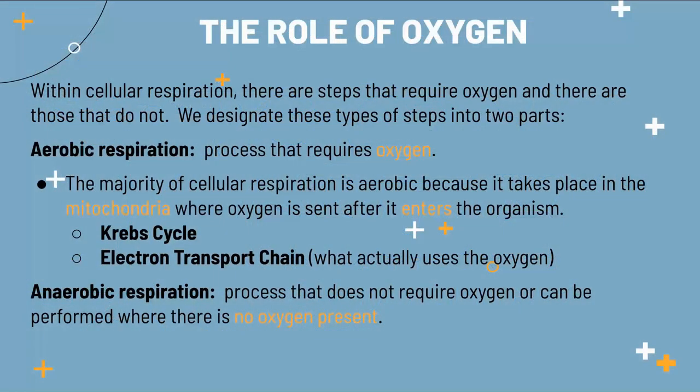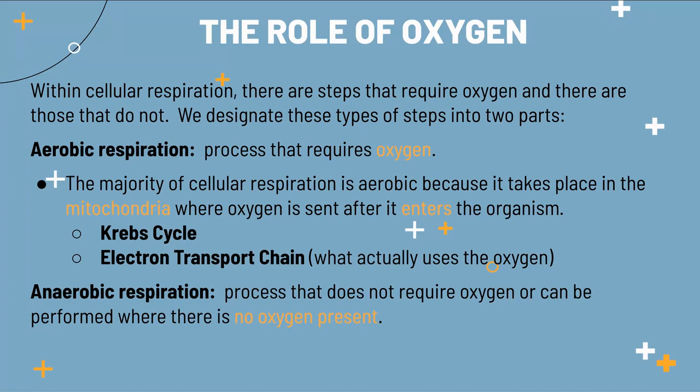When it comes to cellular respiration, there are certain steps that require oxygen and there are some that do not. Within our notes, we designated these types of steps into two parts. We had those that were aerobic respiration, and aerobic respiration means that they are processes that require oxygen. The majority of cellular respiration is aerobic because it's going to require oxygen in the mitochondria.